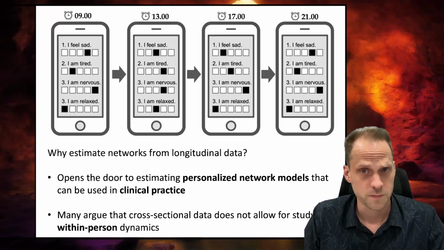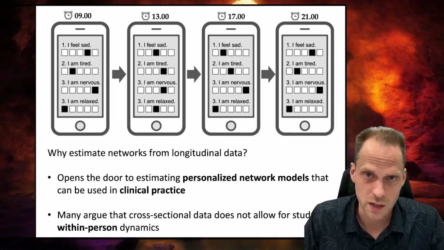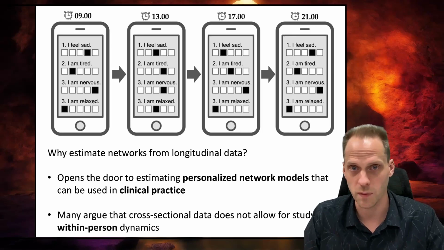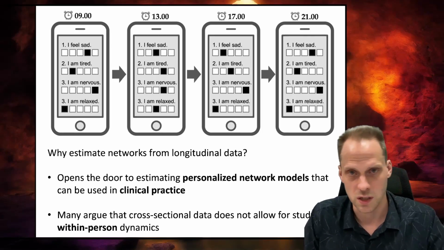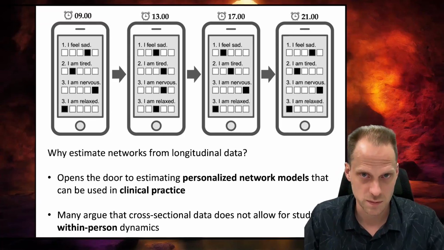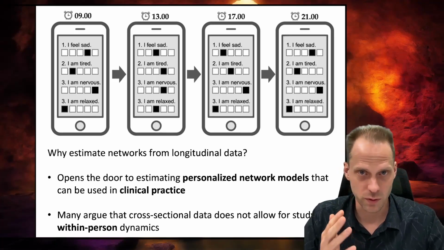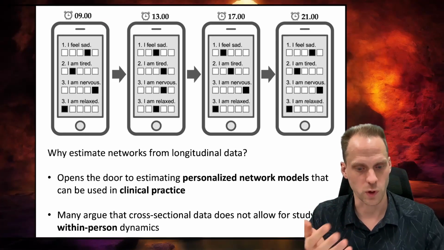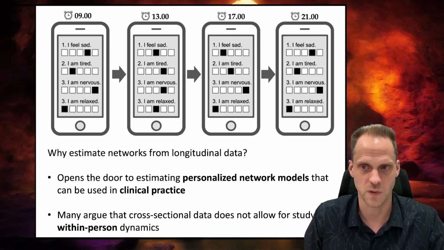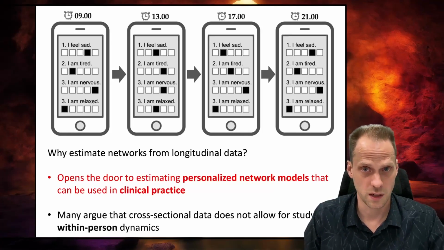The other reason is that many people have argued quite strongly against using cross-sectional data to explore these types of relationships, because cross-sectional data doesn't necessarily allow you to study within-person dynamics. That is a pretty complicated topic, and I think it's very useful if you understand that. So I'll talk a lot about that in one of the next videos or a later part of the lecture. First, I'll talk about personalized network modeling in clinical practice.